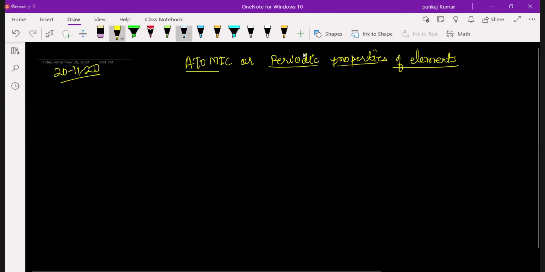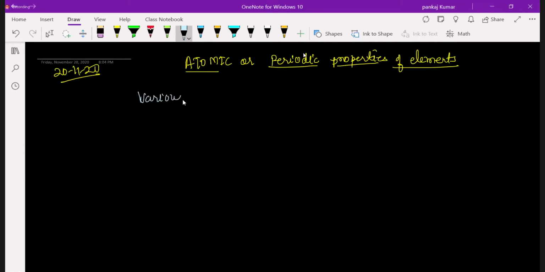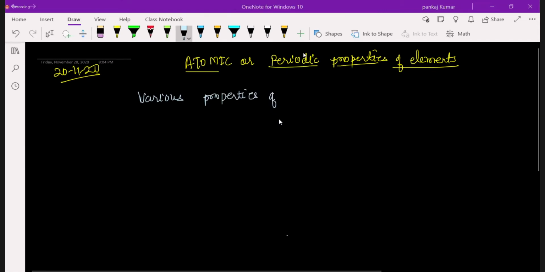So let us use this color. We can say various properties of elements. Let us remove, people will come one by one. I will remove the enable option. Various properties of elements.